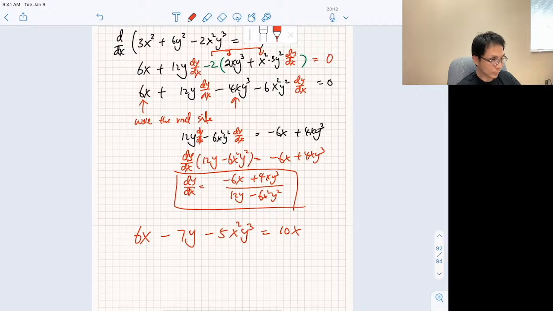Let's see, yeah. You got this, man. How did the 12y minus 6x squared y squared go on the bottom? Oh, do you divide it? Yeah, I divide both sides by 12y minus 6x squared y squared.